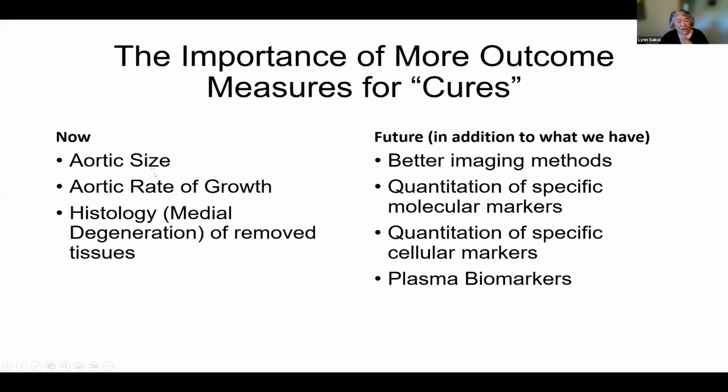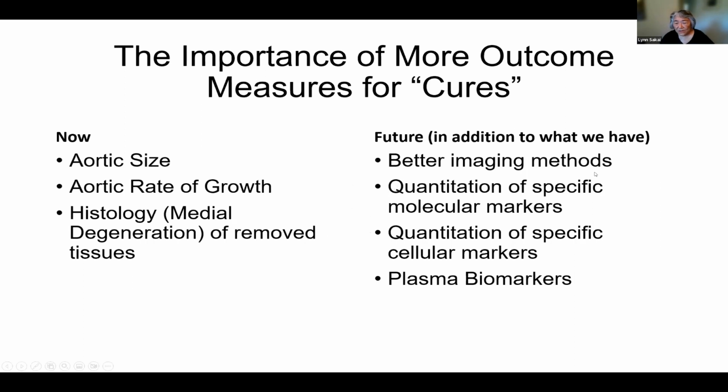Right now, as you've heard, we look primarily at aortic size, at the aortic rate of growth. We also use a lot of histology. In humans, this is from removed tissues. And in mice, we can do histological analyses quite easily. But even then, there's a need for better imaging from clinical researchers for dissections, better scanning procedures, and this will happen in the future, I think. Things are coming down the pike that will lead to better imaging methods.